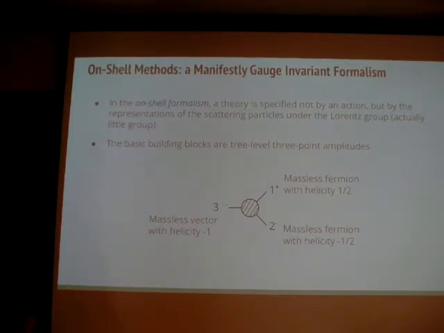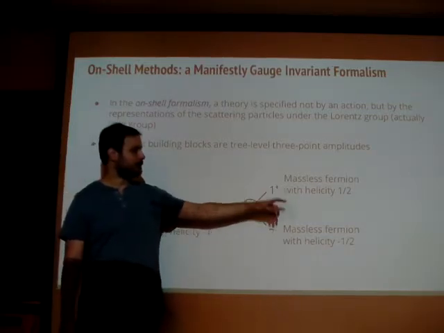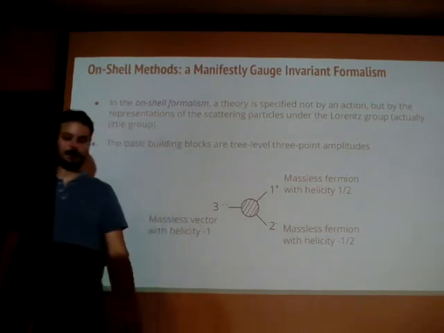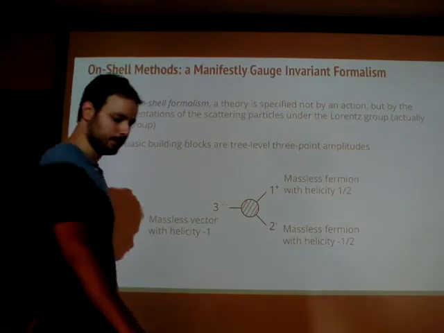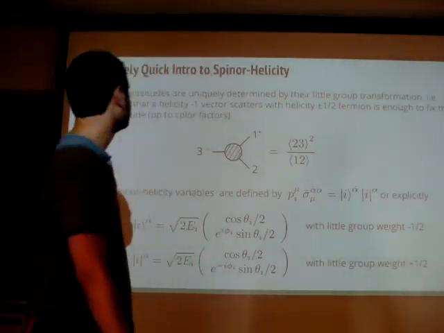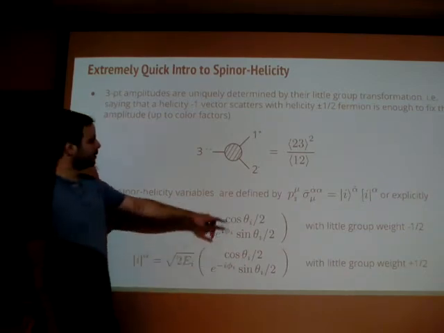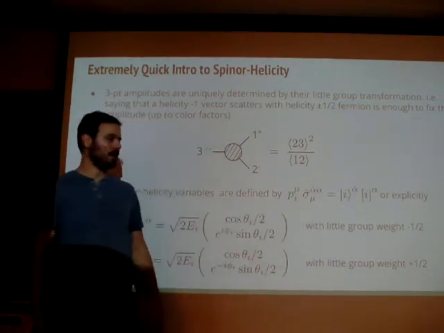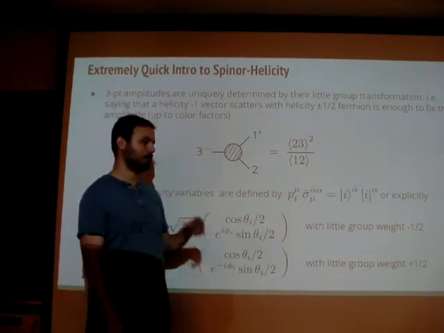Now, the three-point amplitudes and higher amplitudes are largely fixed by what's called little group transformation. Just from the fact that I said that I had a massless vector with a certain helicity, a massless fermion with some helicity, another massless fermion with some helicity, it nails down a lot of the amplitude. For example, these are spinor helicity variables. Each one has a minus half helicity associated with it.